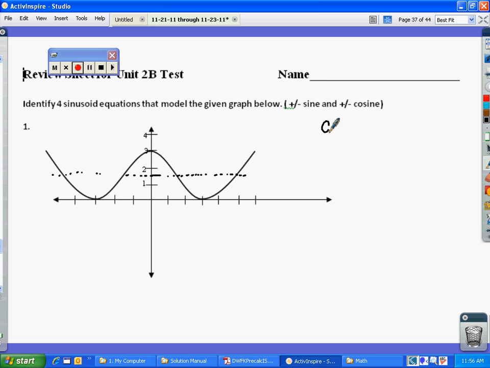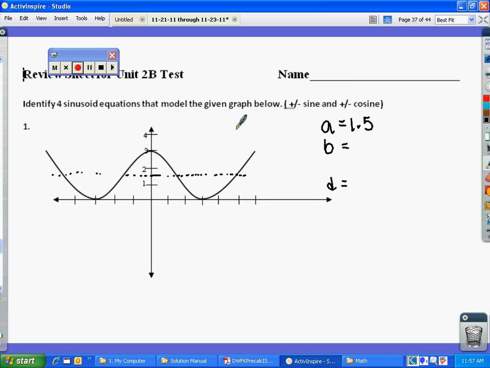Okay, so there are three things that are going to be the same for every graph. Your a value, your b value, and your d value will all be the same for each graph. Your amplitude is never going to change. In this case, your amplitude is half the height of the whole graph, so the height of the whole graph is 3. So your amplitude is 1.5.